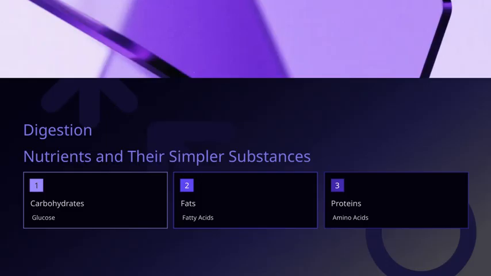Let's take a closer look at digestion and the nutrients involved. First up, carbohydrates. When we eat carbs, our body breaks them down into glucose, which is the primary energy source for our cells. Glucose is essential because it fuels everything we do, from thinking to physical activity. Next, fats. During digestion, fats are broken down into fatty acids. These fatty acids are important for energy storage, insulation, and supporting cell structures. They also help us absorb fat-soluble vitamins, which are crucial for overall health.